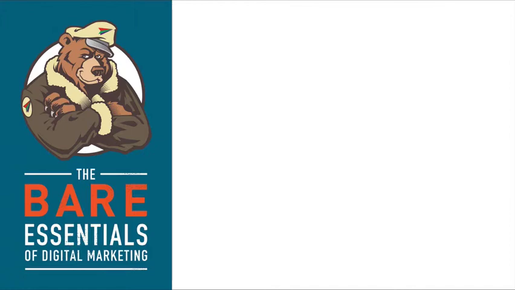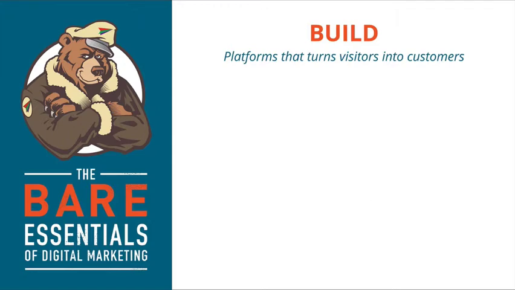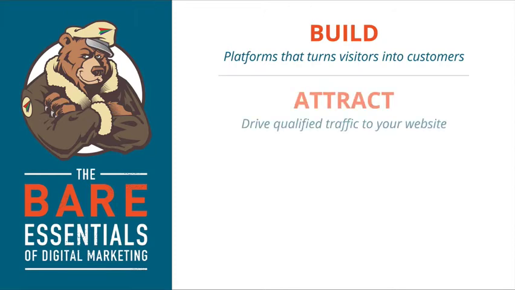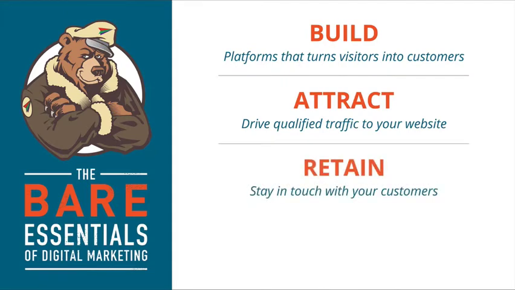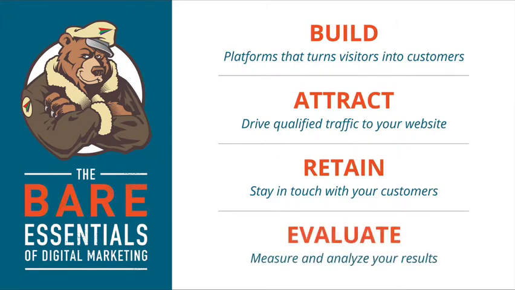So as always, we use a framework here called the Bare Essentials of Digital Marketing. The Bare Essentials is a 4-piece platform. The B is for build, and this is really where we're going to put our focus today. Build is all about creating a platform that turns visitors into customers, and that is your website. The A is for attract, and how do we drive that qualified traffic to our websites? The R is for retain, or how do we stay in touch with our customers after they've left our site? And the E is for evaluate, or how do we measure and analyze our results? How do we know what's working?